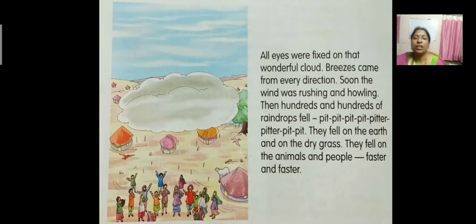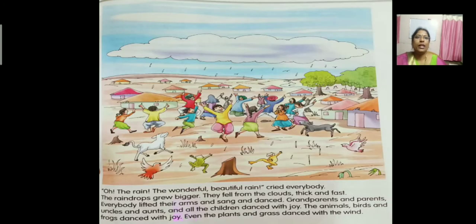They fell on the earth and on the dry grass. They fell on the animals and people faster and faster. The raindrops fell on the dry grass, on the animals, and also on the people. From the cloud above, the raindrops started falling very fast. Okay, then we'll see what happens.